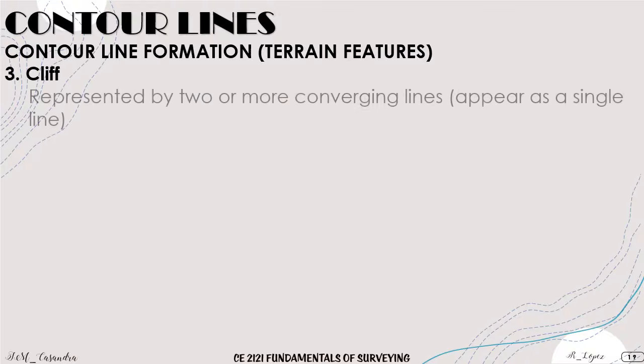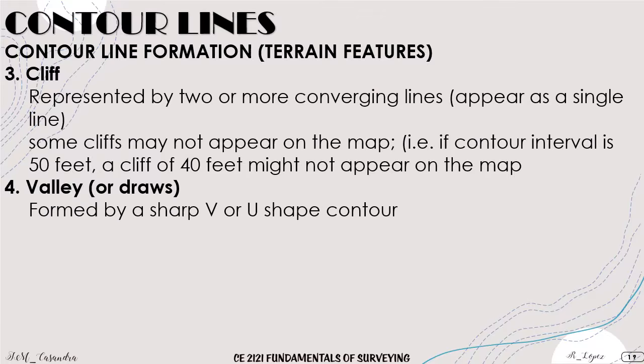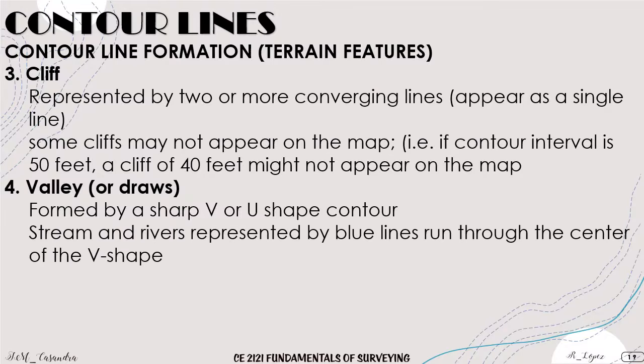Next we have the cliff, which is represented by two or more converging lines that appear as a single line. Though some cliffs may not appear on the map, for example, if the contour interval is 50 feet, a cliff of 40 feet might not appear on your map as it is smaller in elevation compared to your contour intervals. Next, we have your valleys, also known as draws. These are formed by sharp V or U-shaped contours.